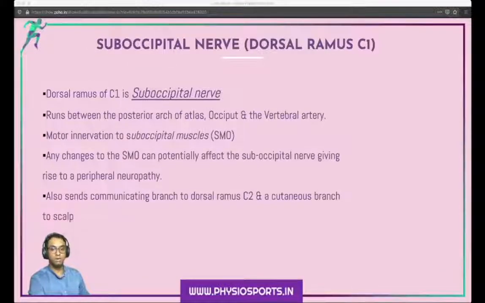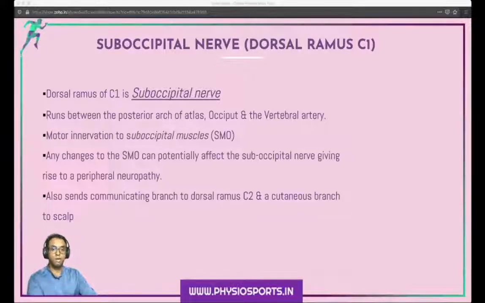The suboccipital nerve. The dorsal ramus of the first cervical nerve is called the suboccipital nerve. Very famous in clinical practice. It exits the spinal cord between the occiput and the posterior arch of C1. It then enters the suboccipital triangle where it supplies the suboccipital muscles. Now, any changes of the suboccipital muscles can potentially affect the suboccipital nerve, giving rise to the peripheral neuropathy condition known as suboccipital neuralgia.